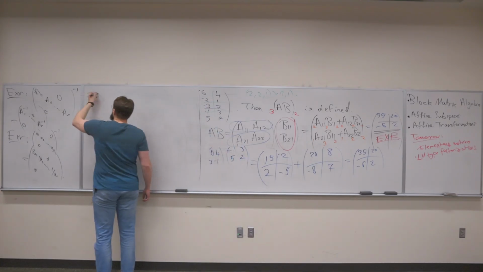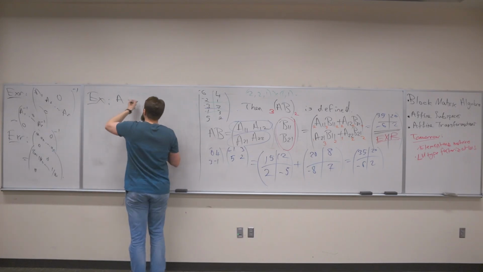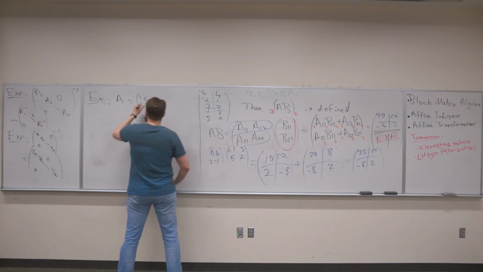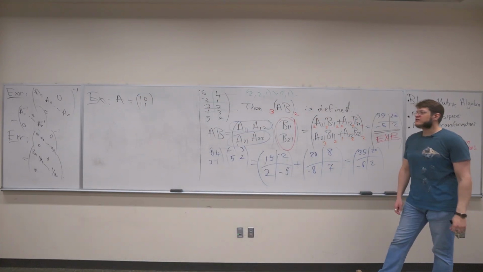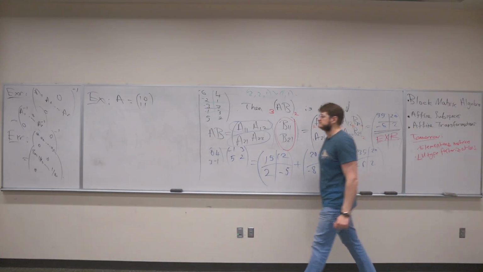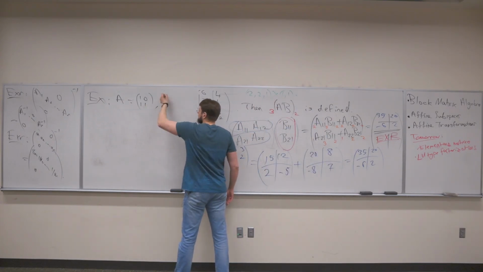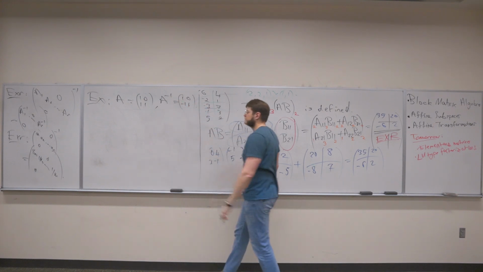So for instance, say A is this 2 by 2. That's a shear matrix. Its inverse is 1, 1 on the diagonal, minus 1 in the off diagonal. Because this shears one way, and to revert it, you need to shear the other way around. Okay, that's the inverse.